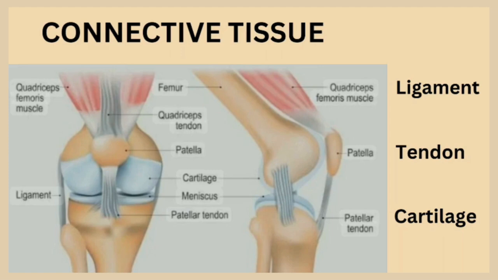Bone is a type of connective tissue. It forms the framework that supports the body. It also anchors the muscles and supports the main organs of the body. It is strong and non-flexible tissue. Bone cells are embedded in the hard matrix that is composed of calcium and phosphorus compounds.